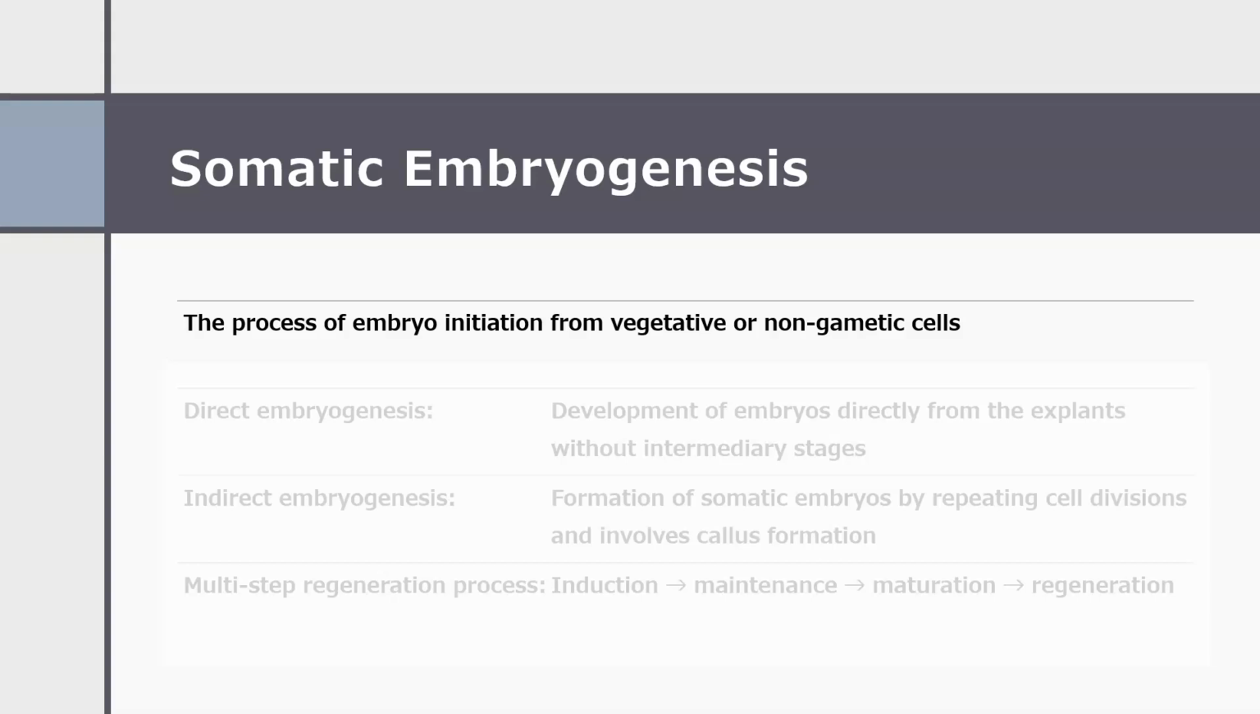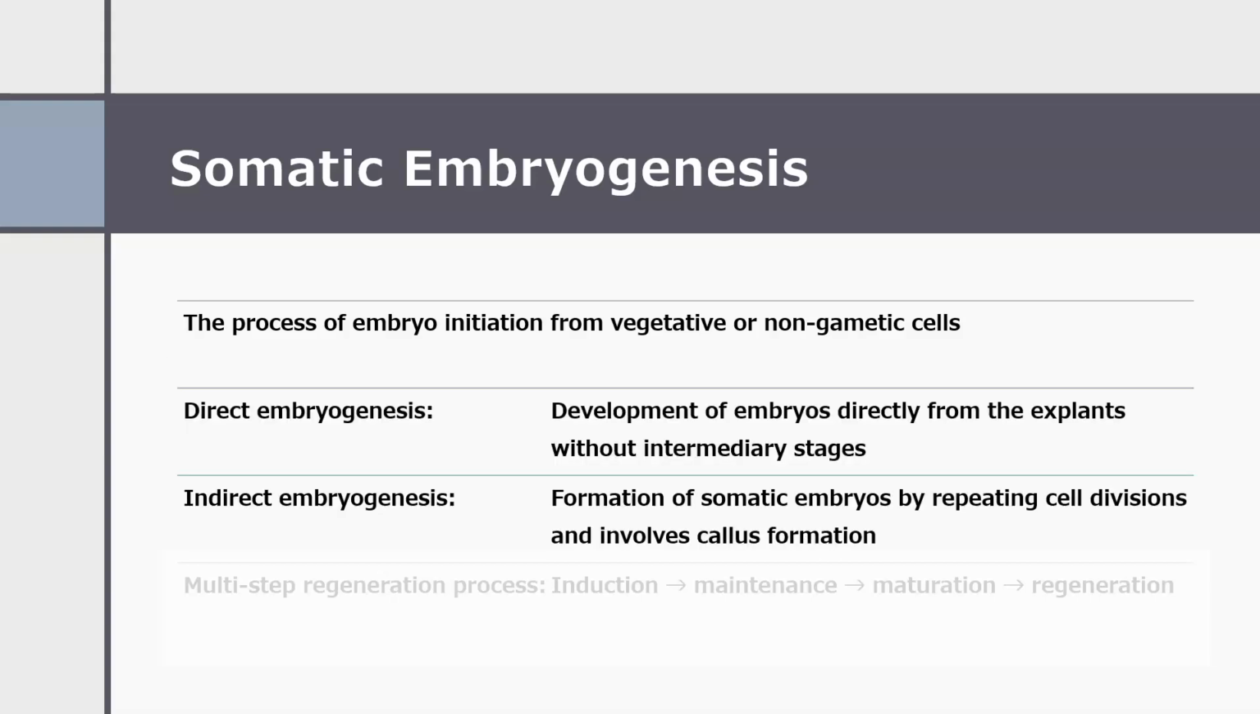The induction step involves reactivating cells to differentiate and develop embryos, which can be achieved through two methods: direct embryogenesis and indirect embryogenesis. Direct embryogenesis involves the development of embryos directly from the cells of explants, without any intermediary stages, such as callus formation. In contrast, indirect embryogenesis involves the formation of somatic embryos through several cycles of cell division, and includes an intermediate step of callus formation.